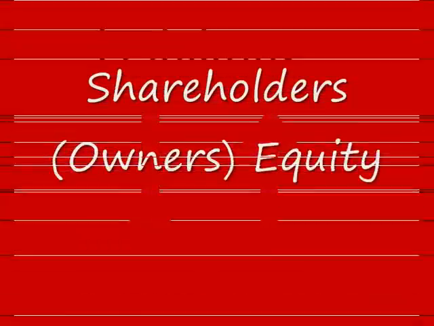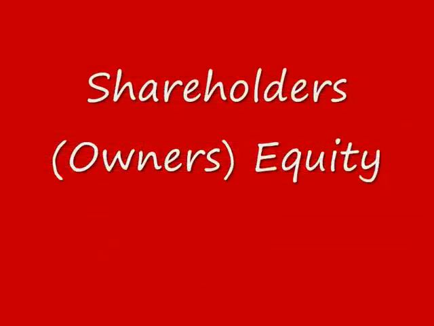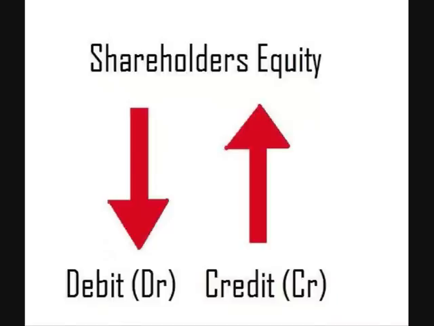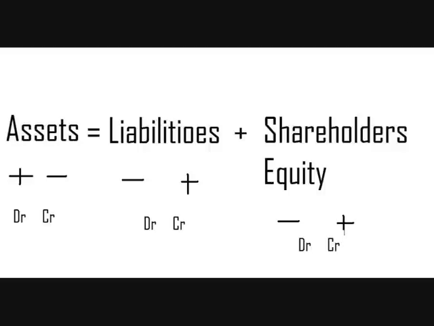The final category is shareholders' or owners' equity. This is what is left of the assets after the liabilities have been deducted. The two accounts in shareholders' equity are contributed capital and retained earnings. Shareholders' equity is recorded in much the same way as liabilities, with debits as a decrease on the left and credits as an increase on the right. And there you have the basic accounting equation.